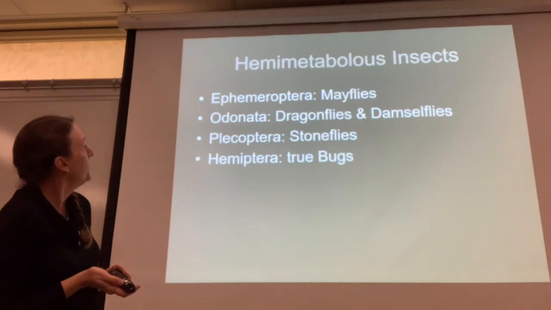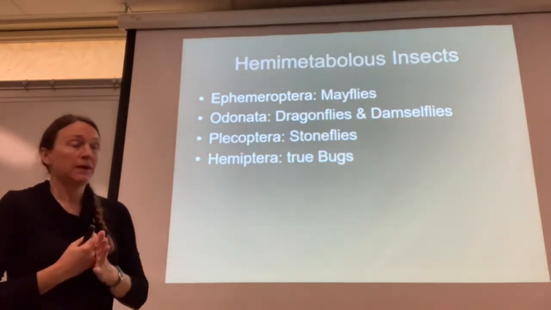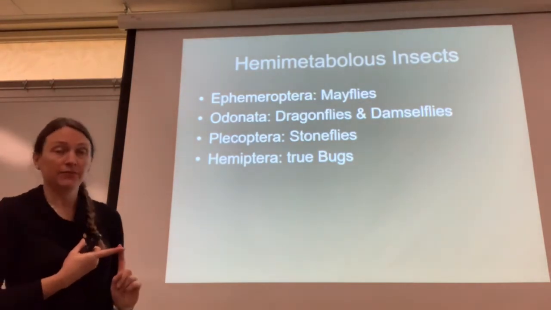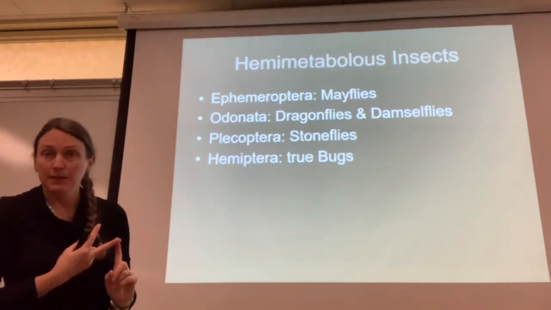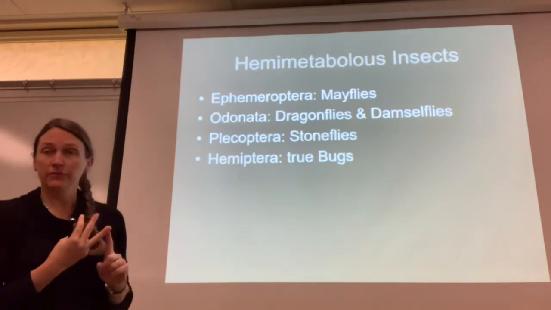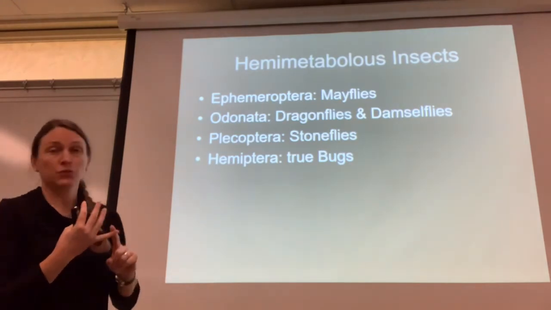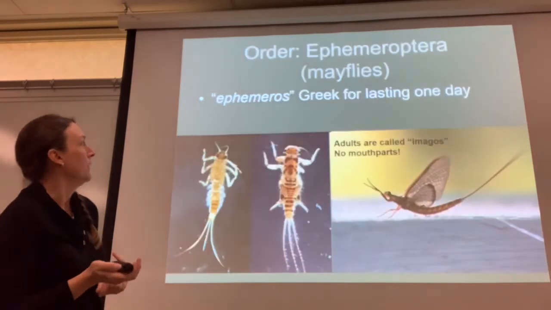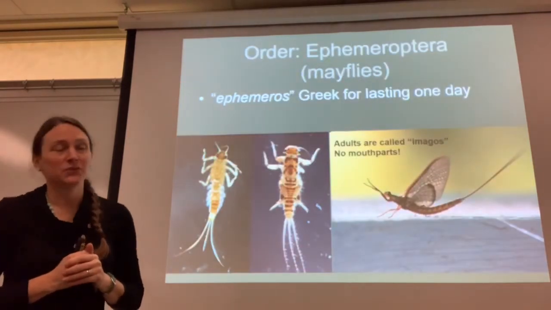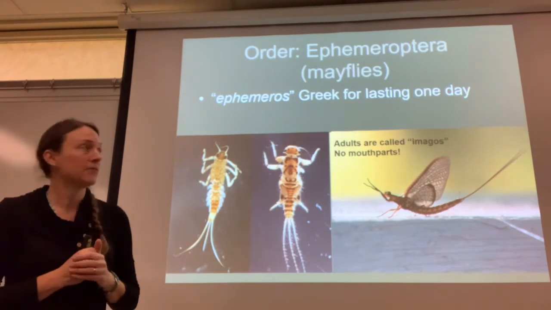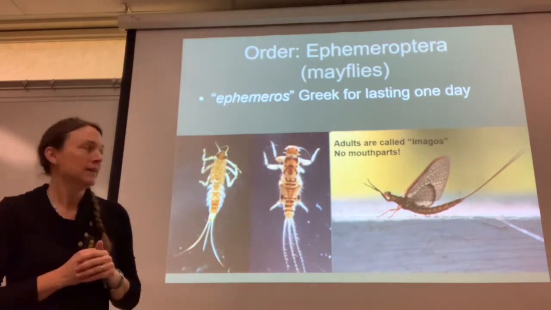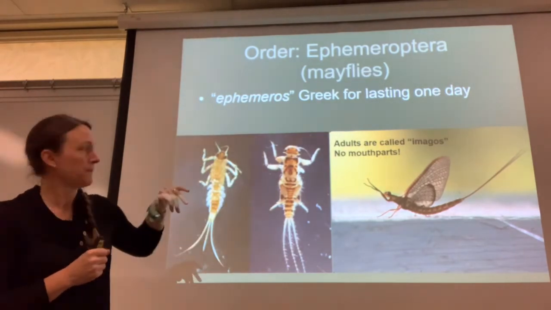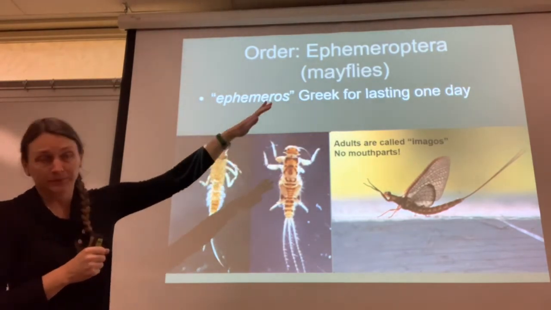Okay, so we're going to talk first about the hemimetabolous insects. So mayflies, Ephemeroptera, dragonflies and damselflies, Odonata, stoneflies, Plecoptera, and true bugs, Hemiptera. They are all hemimetabolous. All right, so the first is the order Ephemeroptera. Ephemeros is Greek meaning lasting one day. And so what this means is you have an ephemeral winged organism, Ephemeroptera, right?